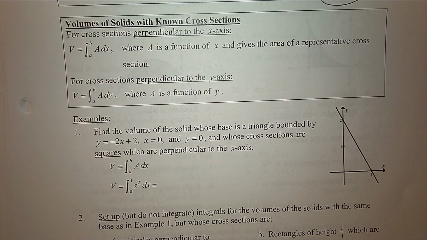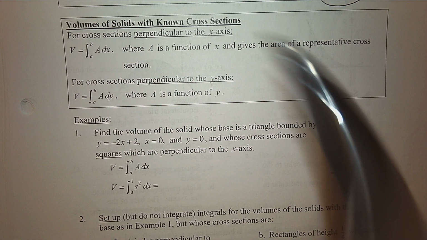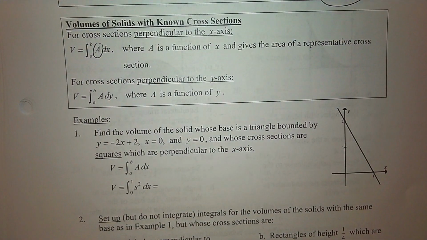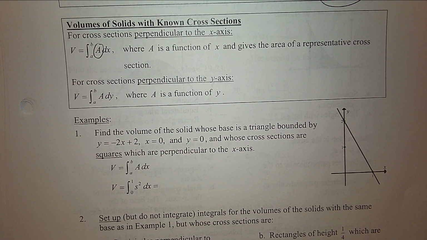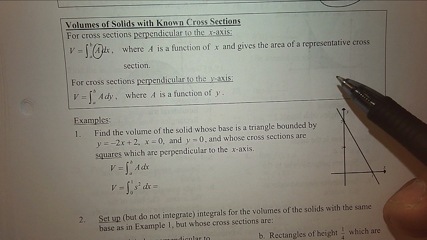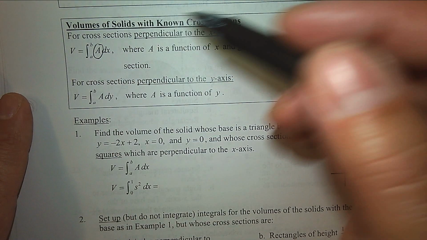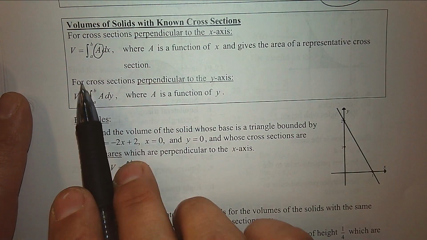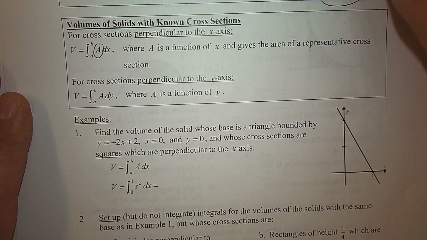All we need to do to find the volume of that area that's trapped between 2 curves, the A represents what again? The area of the cross-section. And then the challenge will be, what do I plug in for the S in terms of what I need? But we'll get there. And then again, if it's perpendicular to the y-axis, it's in terms of y.